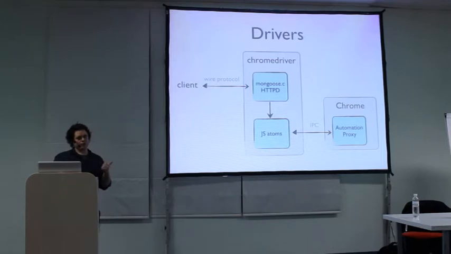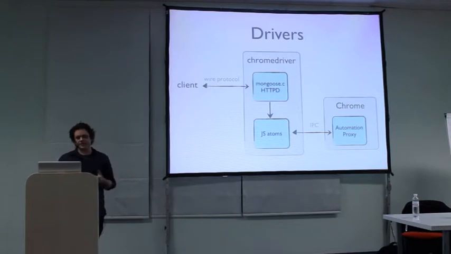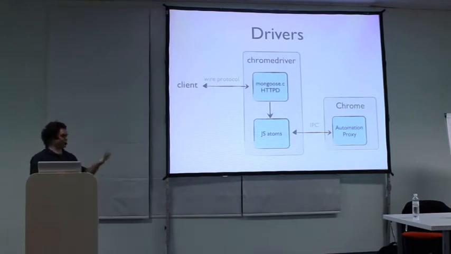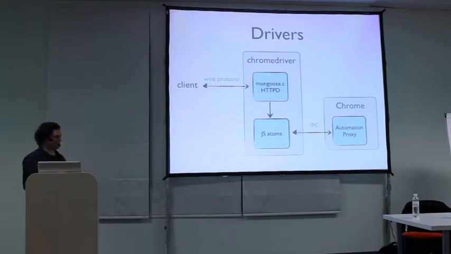And it uses the Mongoose HTTP server. It's a small embeddable server written in C. And the best part is that the Chrome driver executable is maintained by the Chromium team. So we don't actually touch this code, except they sometimes import the JavaScript atoms from our code base. And it ends up talking a Chrome-specific IPC protocol called automation proxy.